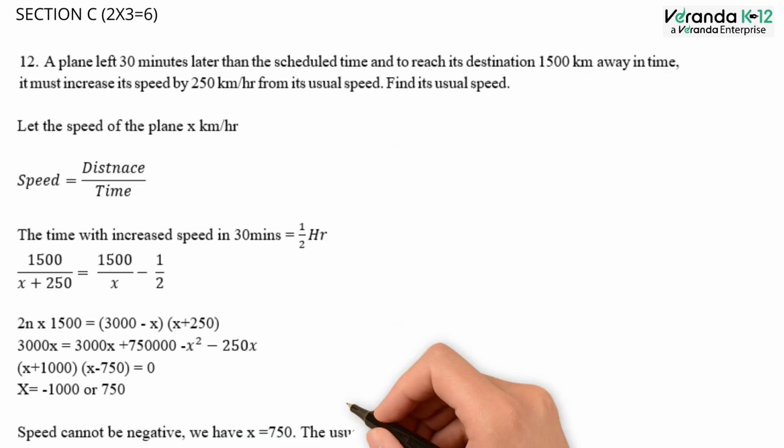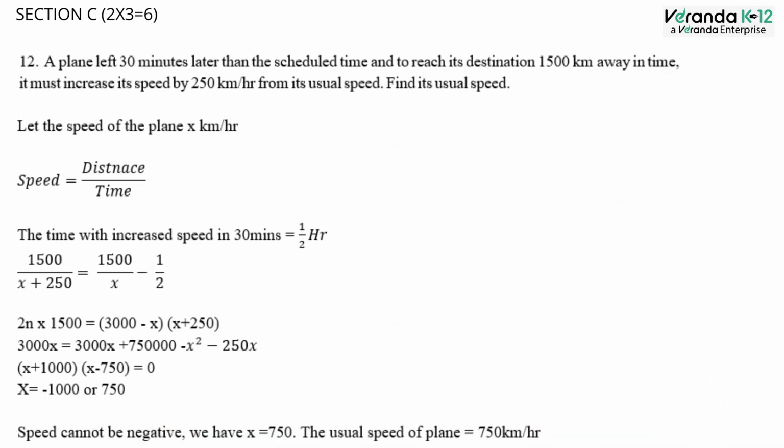Section C, 3 marks. 12th question. A plane left 30 minutes later than the scheduled time, and to reach the destination 1500 kilometers away in time, it must increase its speed by 250 km per hour from its usual speed. Find its usual speed. Solution. Let us take the speed of the plane to be x km per hour. We know that speed is equal to distance by time. The time saved is 30 minutes, which is nothing but half an hour.